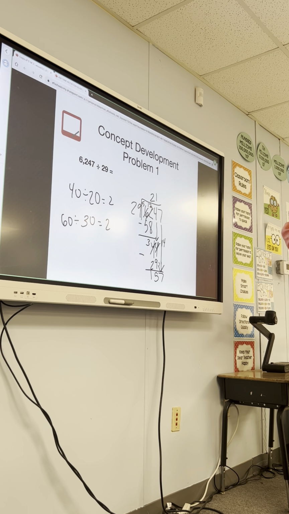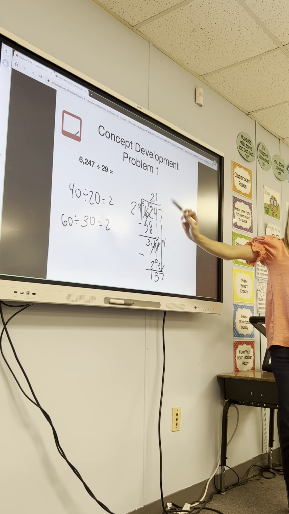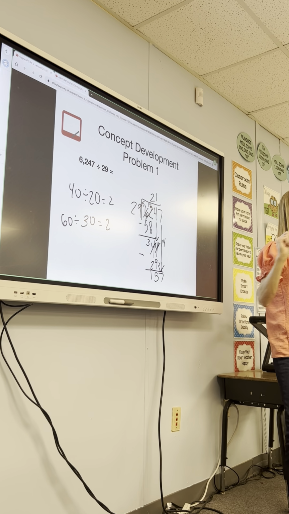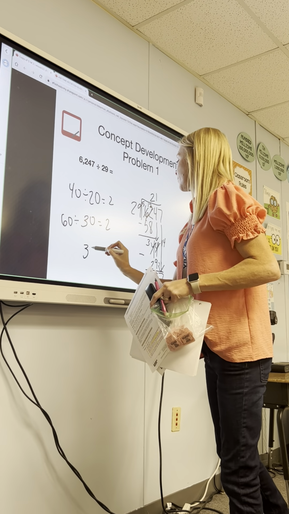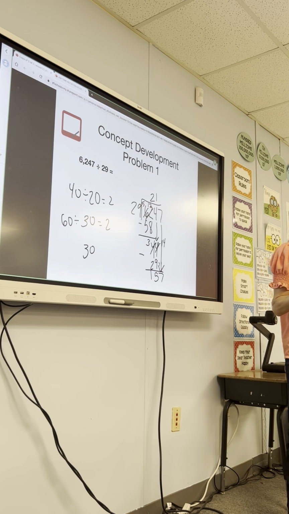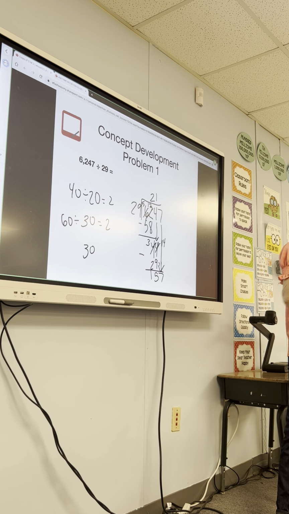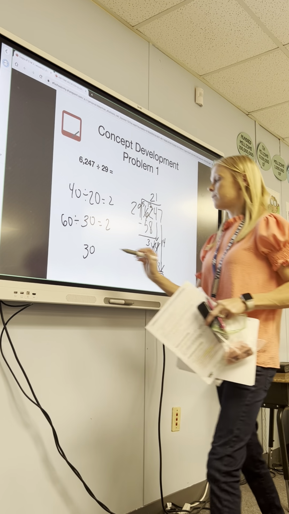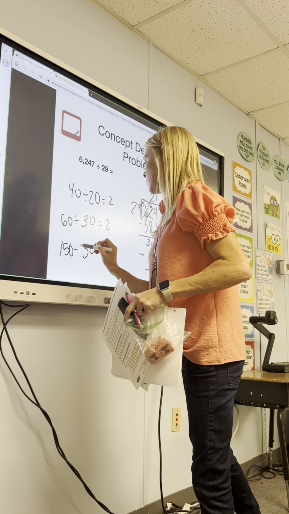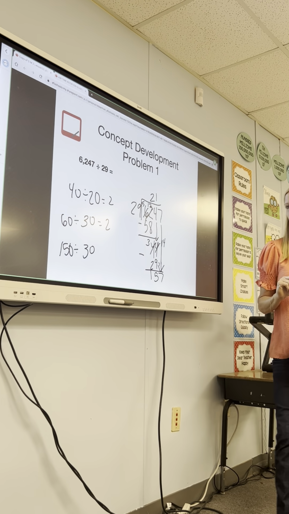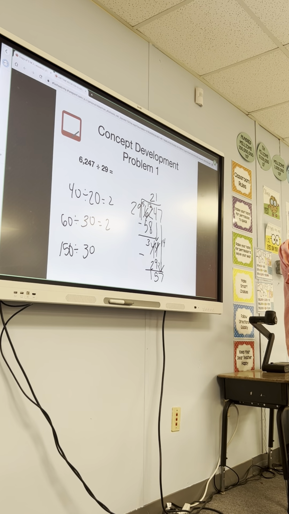Hand raise. Let's think about how we can estimate that. So let's estimate our 29 to what, Tristan? 30. What can we estimate 157 to that goes evenly into 30? Ashton? 150. Excellent. All right, and I'm going to give everybody that's answering a ticket.